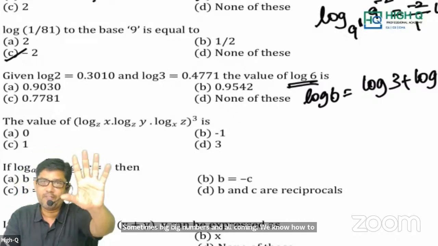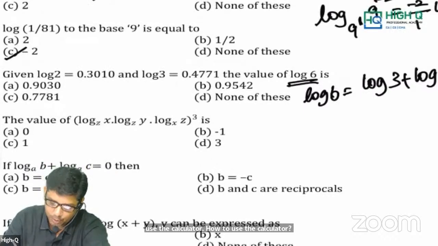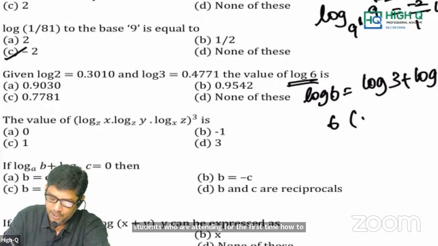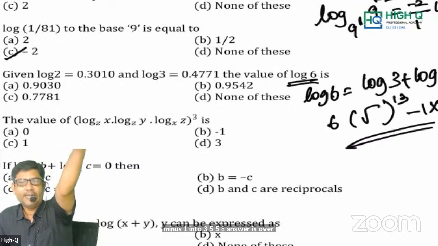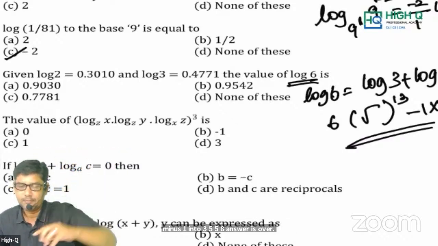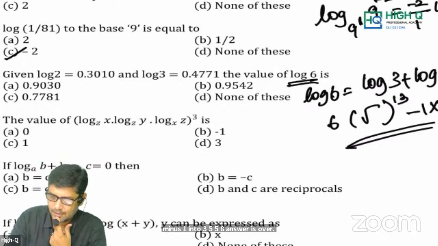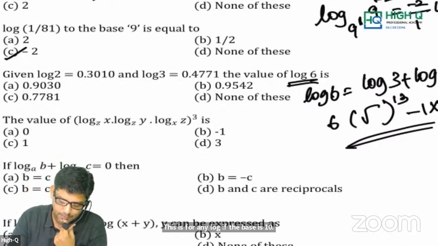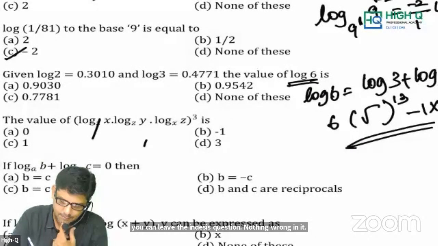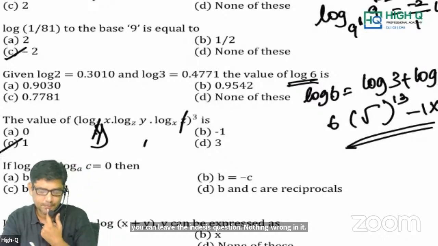Students who are attending for the first time, how to find log using the calculator, I'll tell you. Look at this. Number 6. Press the square root button 13 times. Minus 1 into 3558. Answer is over. This is for any log if the base is 10. You can leave the indices question, nothing wrong in it. This is why the answer is 1.